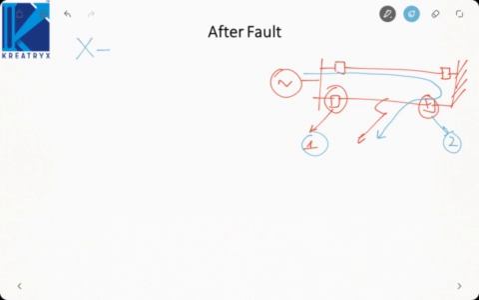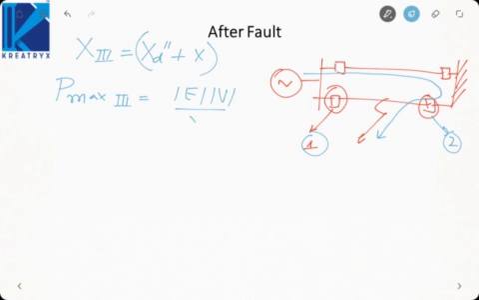So the transfer reactance up to the load is XD double dash plus the line reactance, that is your X. So what will be P max 3? It will be mod E mod V by X3. And if you see, X3 will be greater than X1 because XD plus X is greater than XD plus X by 2. That means P max 3 will be less than P max 1.